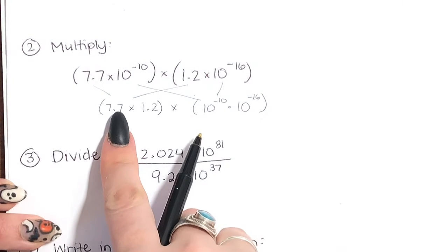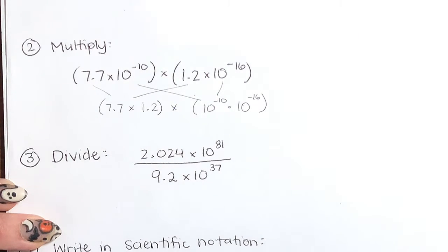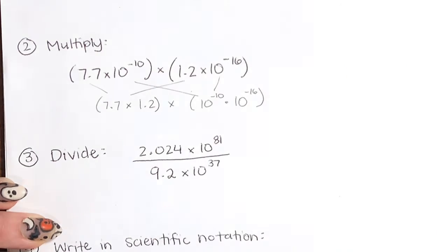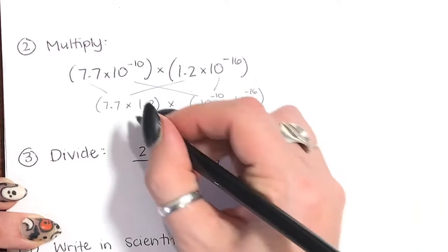So let's do this front group first. If I do 7.7 times 1.2, we end up with 9.24. So that's going to be our front number.